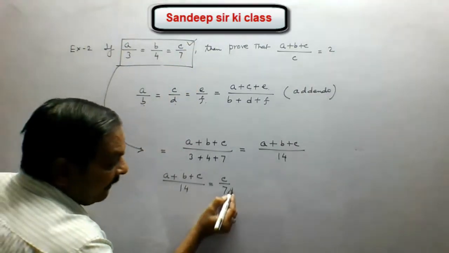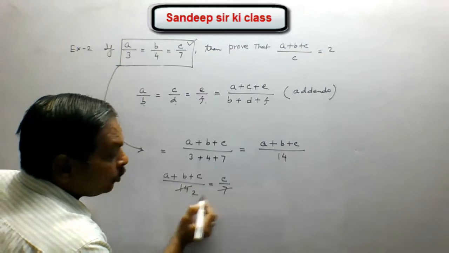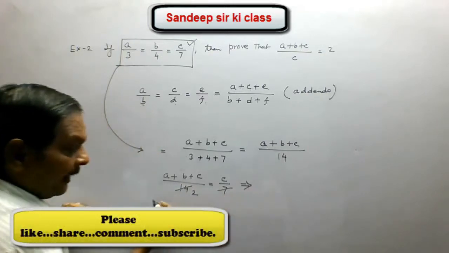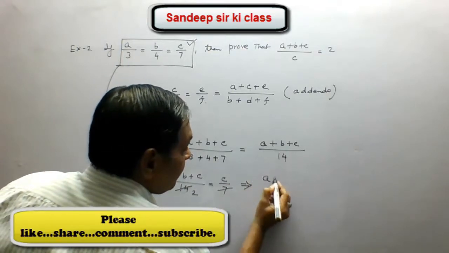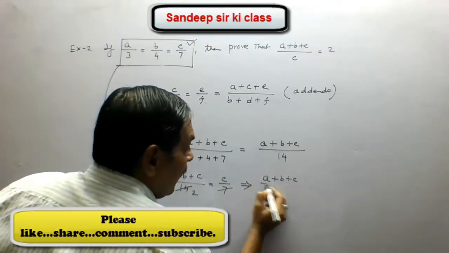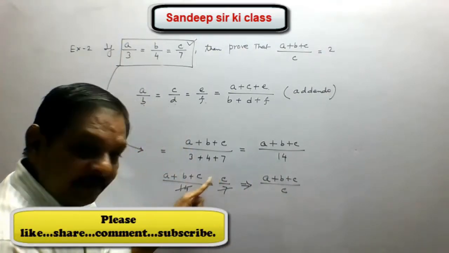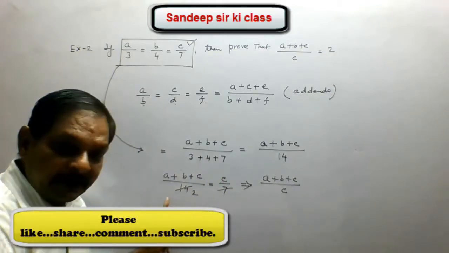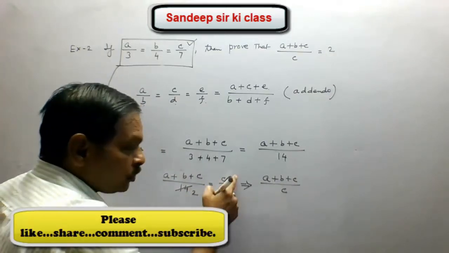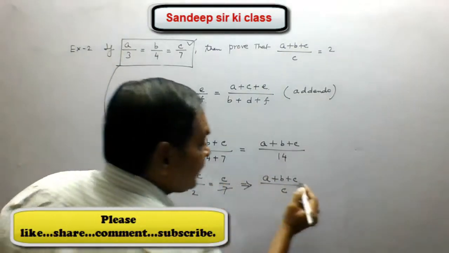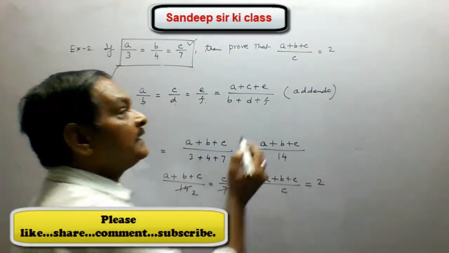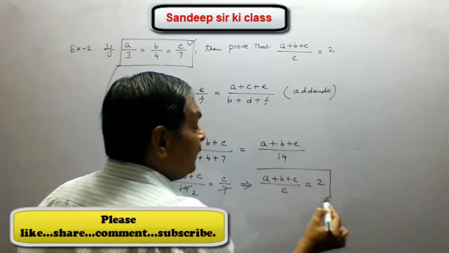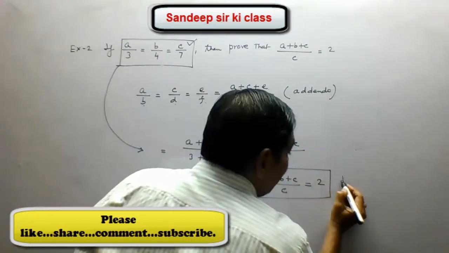Now, we simplify it. 7 cancels 14 2 times. Cross multiply. A plus B plus C upon C. C we are bringing on left hand side in the denominator. 2 goes up here on right hand side. This is equal to 2. And this is what we have been required to prove. Hence proved.